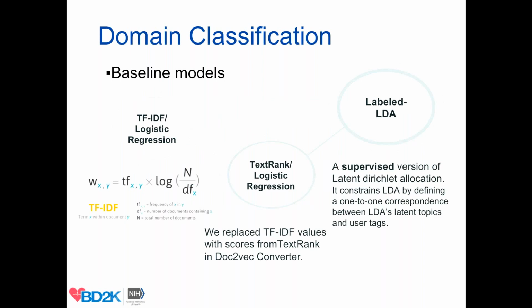To compare our classification model with some other methods, we had trials on 3 baseline models: the TF-IDF with logistic regression, the text rank with logistic regression, and labeled latent Dirichlet allocation. We mainly developed the logistic regression on different feature spaces. For example, the first one is the TF-IDF feature space. TF-IDF equals the value of TF multiplied with log N over DF.